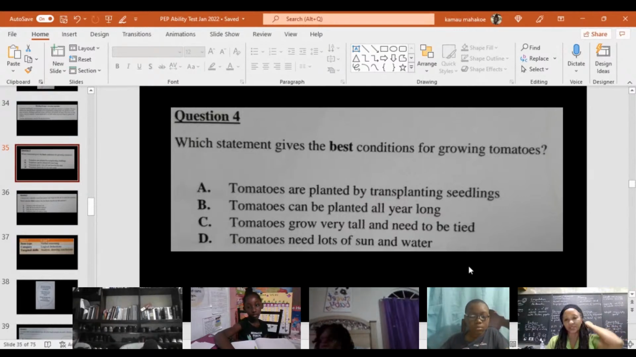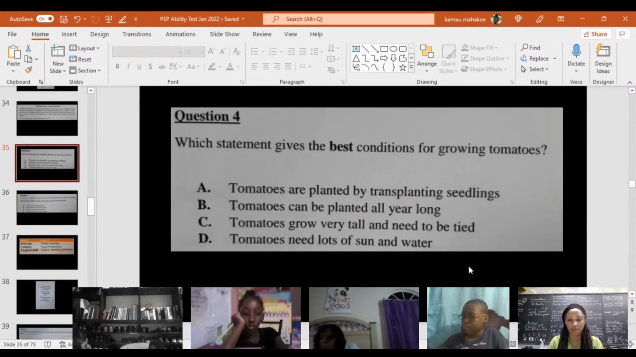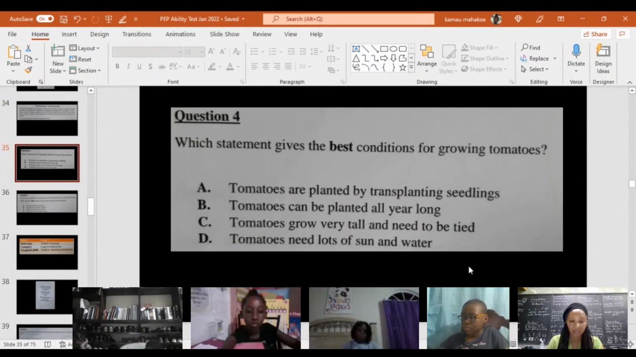All right. So when we think of conditions, we're thinking of things that must be there that make it conducive for the tomatoes to grow. So the other statements, they are indeed facts, but they don't talk about conditions except for D. It's telling you what the tomato needs: lots of sun and water.